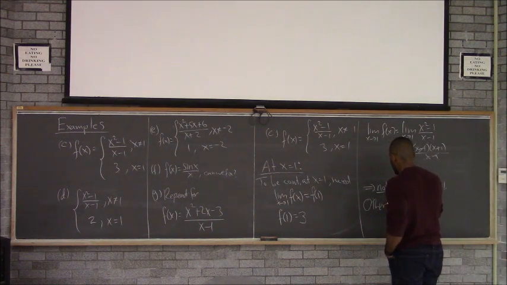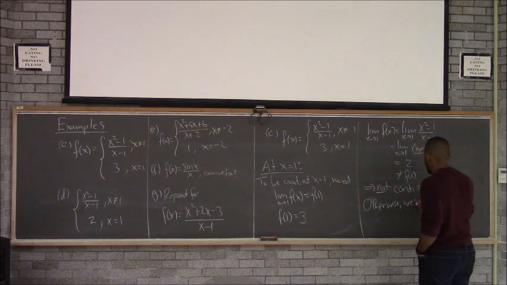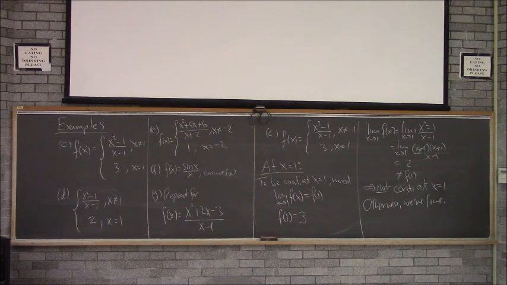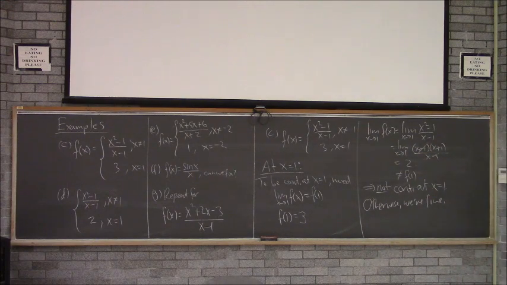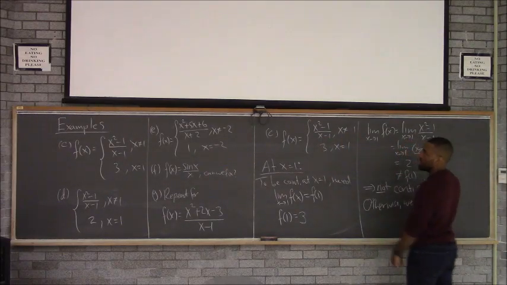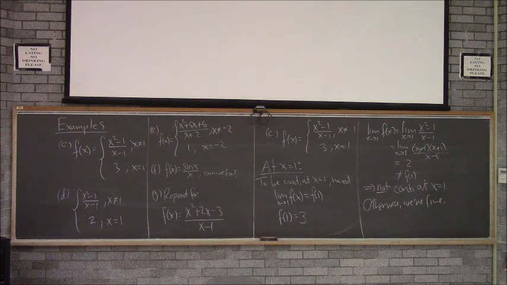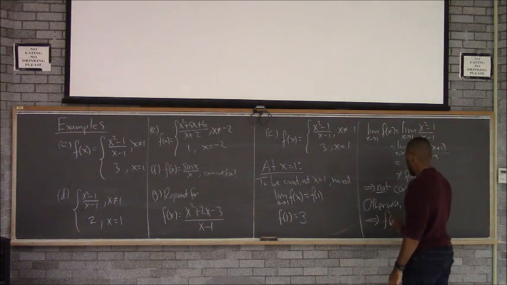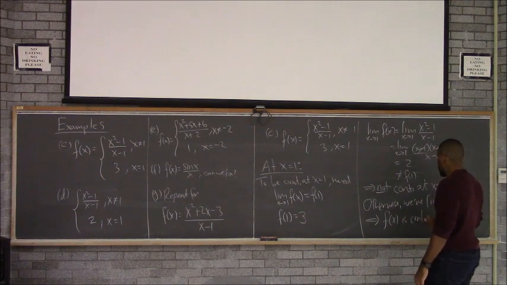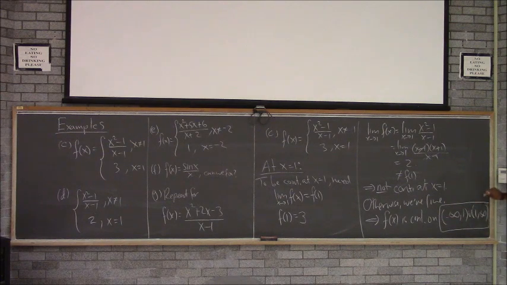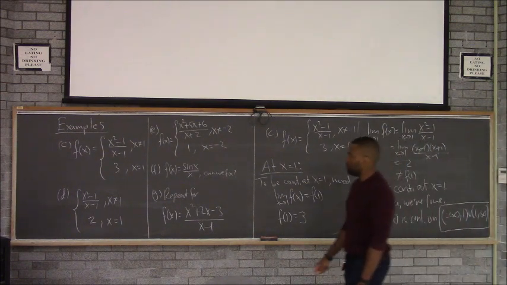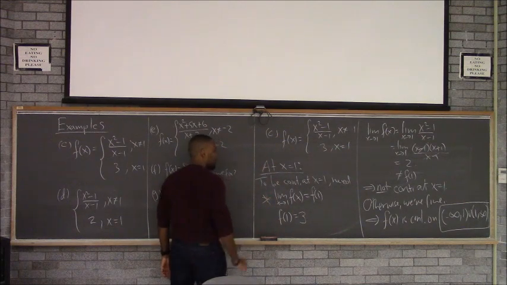Otherwise, we're fine. Again, that's because both of these functions individually are continuous as long as we're not at 1. Because the limit of this will just be whatever number you plug into that thing. So this means here f of x is continuous on the real line except 1. You know what continuity means? It's an equation.